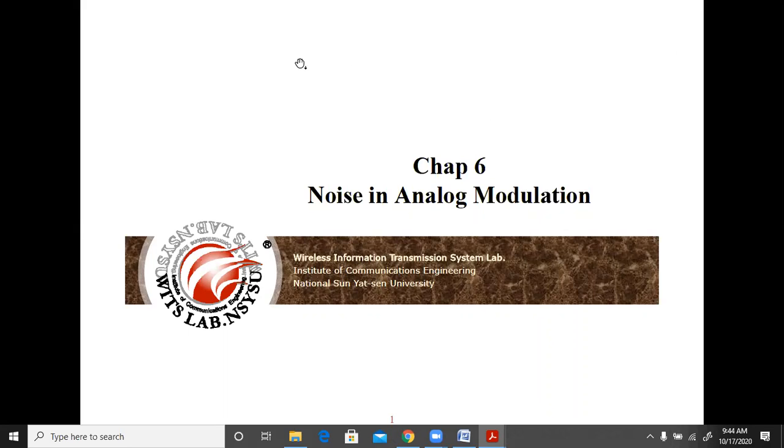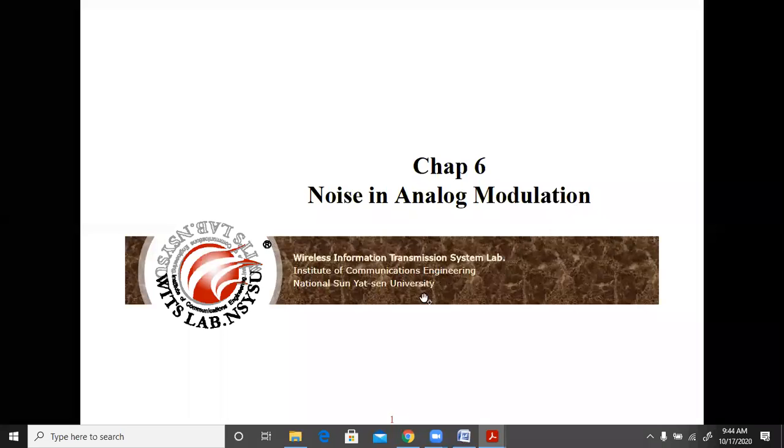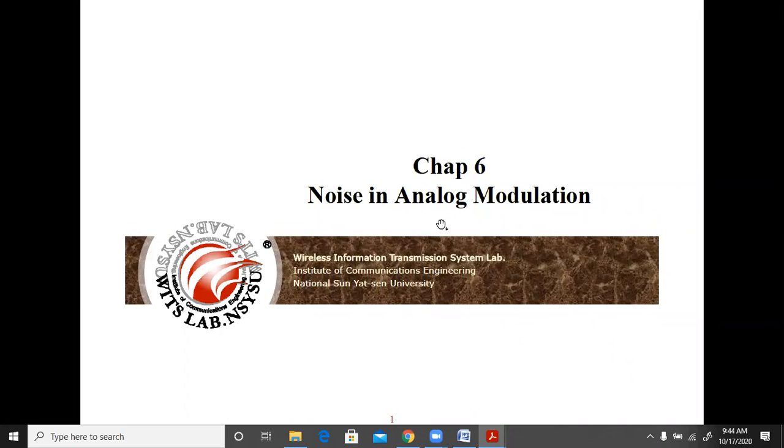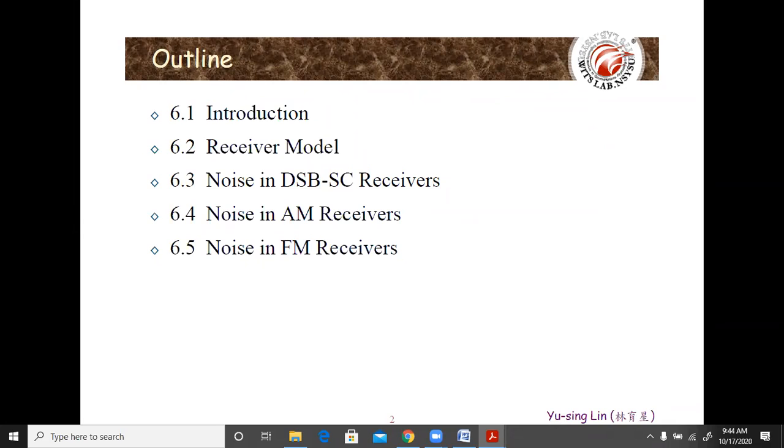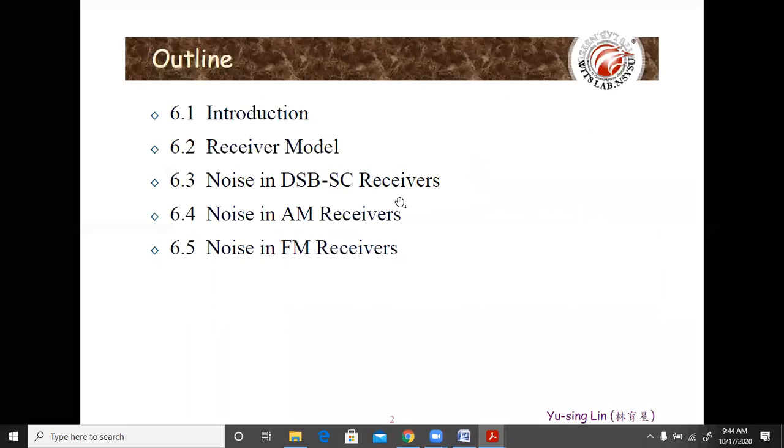Part B of module 3 is noise in analog modulation, where we will consider the noise in each of the amplitude modulation techniques, and then the frequency modulation techniques, and then the phase modulation technique. Okay, all that will correspond to noise in analog modulation. Now, before going to the noise in analog modulation, we will try to see how we can model a receiver, and then we will consider the noise in DSB-SC, the noise in AM receiver, and the noise in FM receivers.